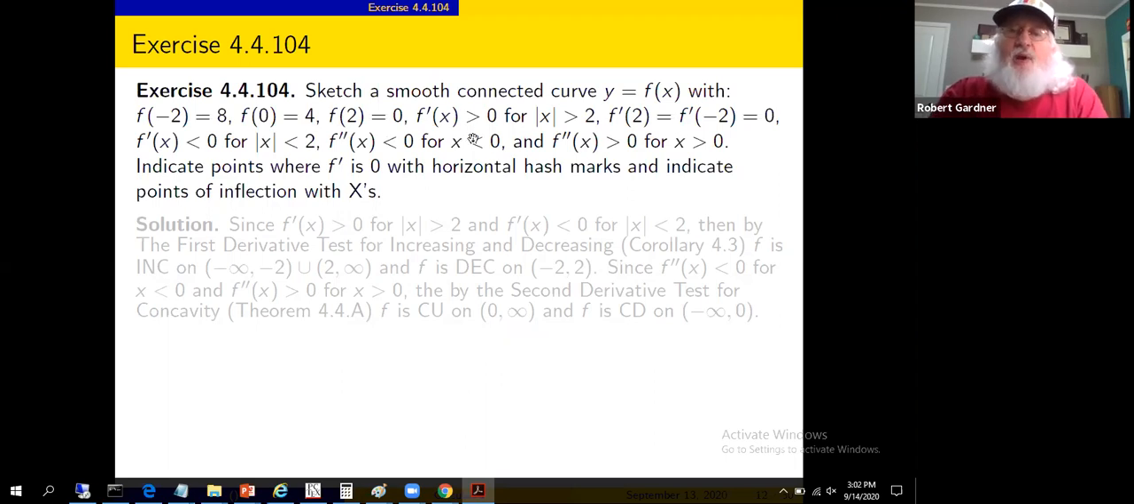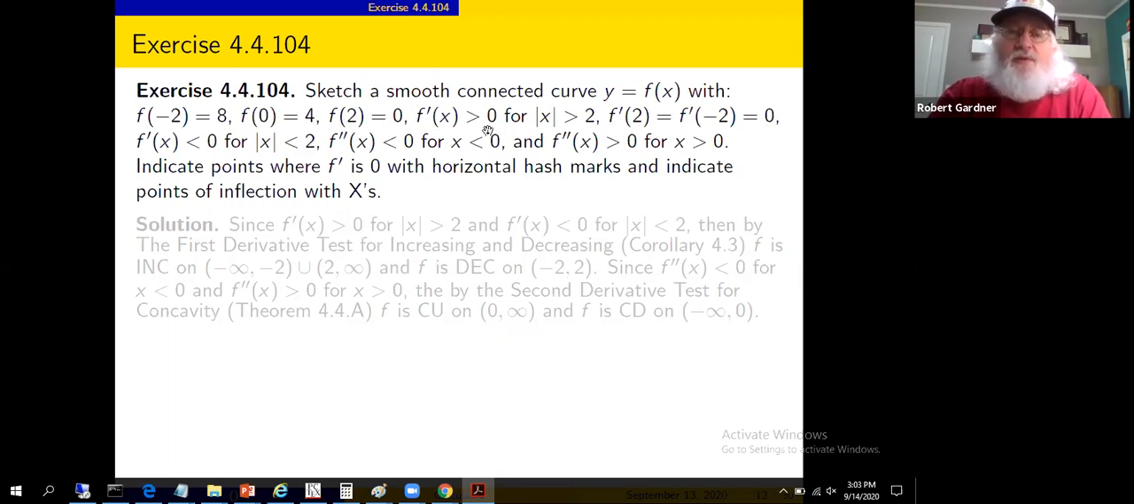They've told us f prime of x is greater than 0 for the absolute value of x greater than 2. F prime of 2 and f prime of negative 2 are 0, and f prime of x is less than 0 for the absolute value of x less than 2. Okay, that's the increasing decreasing information. 2 and negative 2 are critical points where the derivative is 0. Horizontal hash marks at 2 and negative 2. And they told us the value of the function at those two numbers as well, at 2 and negative 2.